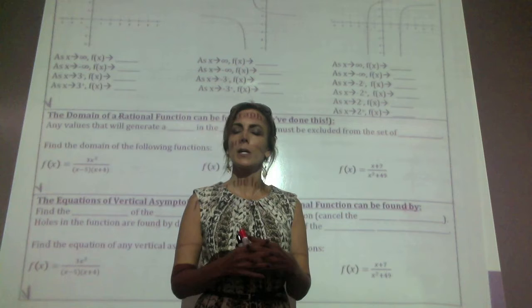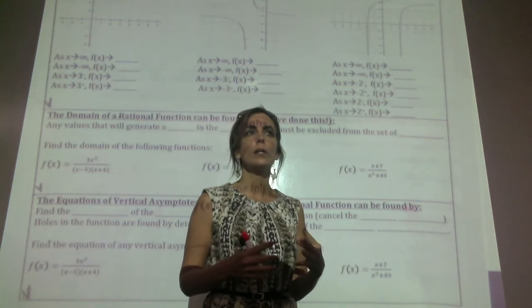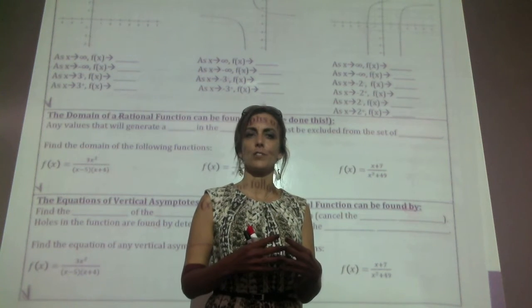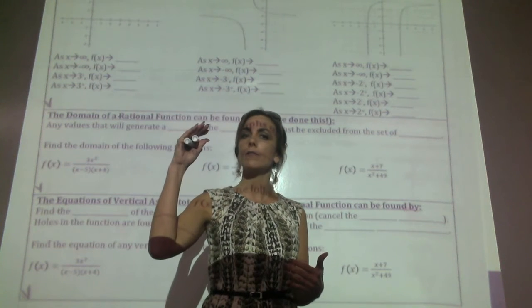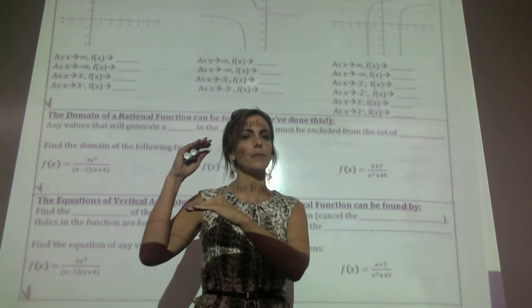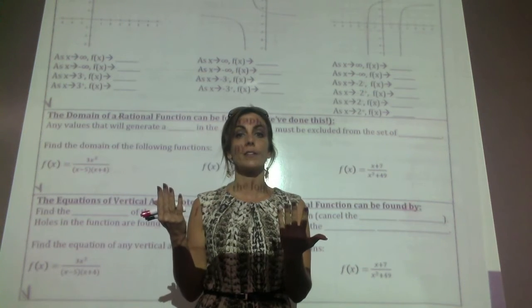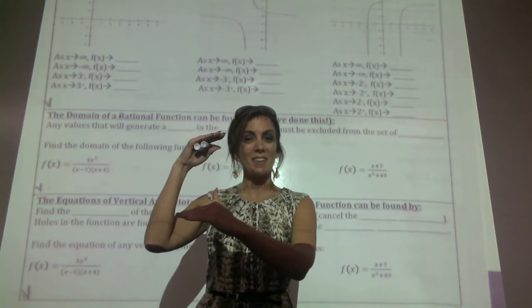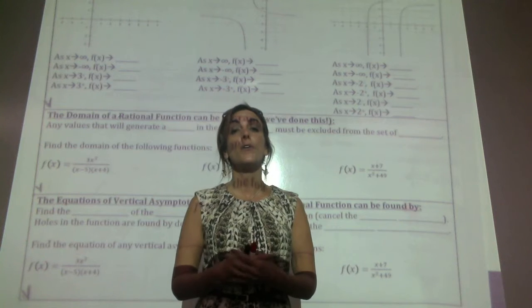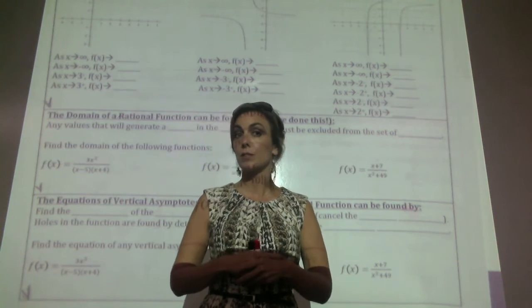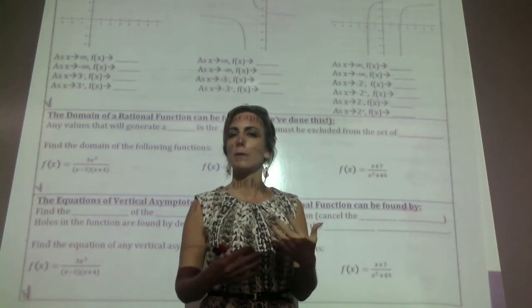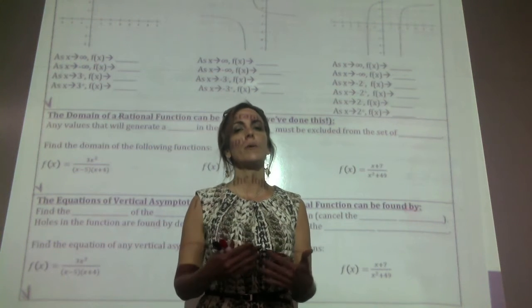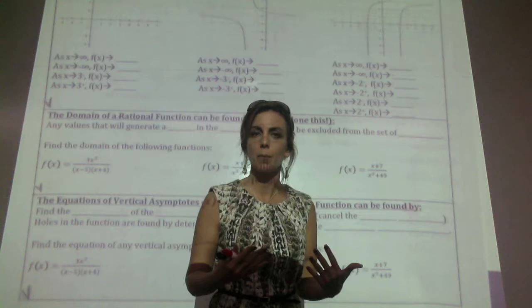Remember that when we're looking at the domain of functions, we're looking for things that are going to cause us issues. And a rational function, by definition, is a polynomial function divided by another polynomial function. We have a fraction. So the thing we need to really concentrate on is where would this function have a 0 in the denominator? This is going to be excluded from the set of all real numbers.